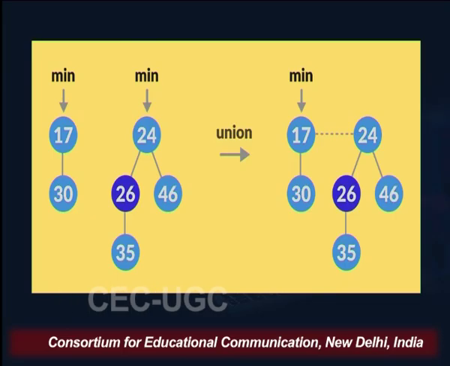The new minimum, obviously, is going to be 17, which is the least among all the minimums, or here we have only two options, which is 17 and 24. So, the new minimum is 17, and also marked nodes are not changed in any case. So, no change in marked nodes.